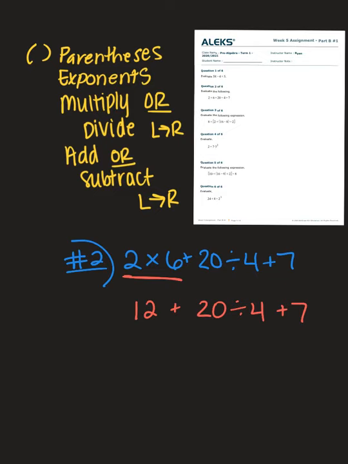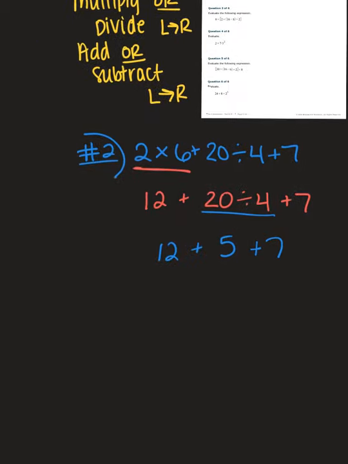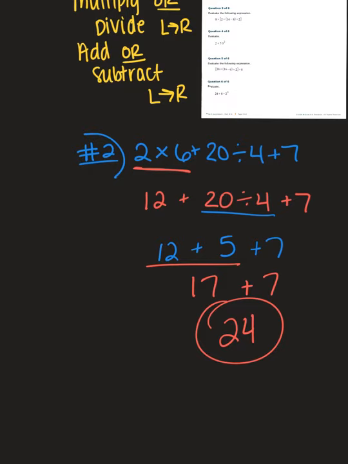Next, I have 12 plus 20 divided by 4 plus 7. I see division here. Underline that. So 20 divided by 4 is 5. 12 plus 5 plus 7. And then next I only see addition, so I'm just going to add from left to right. That gives us 17 plus 7, and 17 plus 7 is 24. So that is our final answer for number 2. And again, just showing you how to show the work, and I like to underline each step.